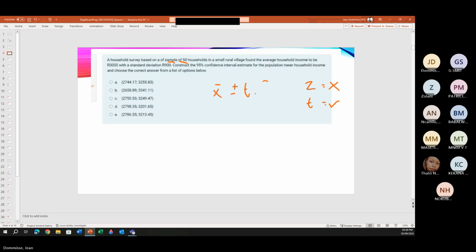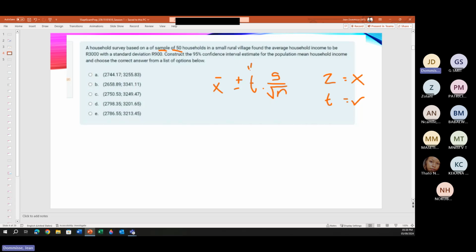So the standard error component stays very similar, but instead of using the 1.96, which is what we always use for 95% when we look at the Z, now we need to look at what the T value is. So again, we've got the 3,000 plus minus, and we've got the standard deviation of the sample, which is 900.